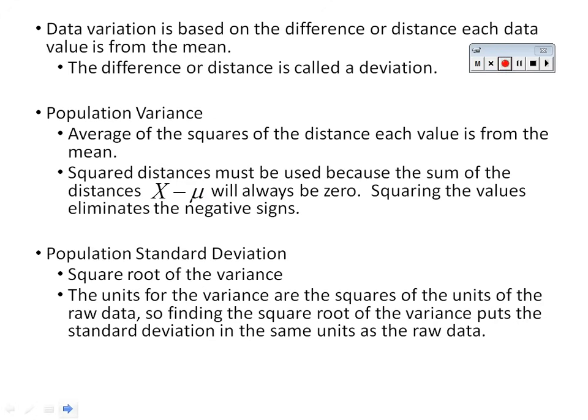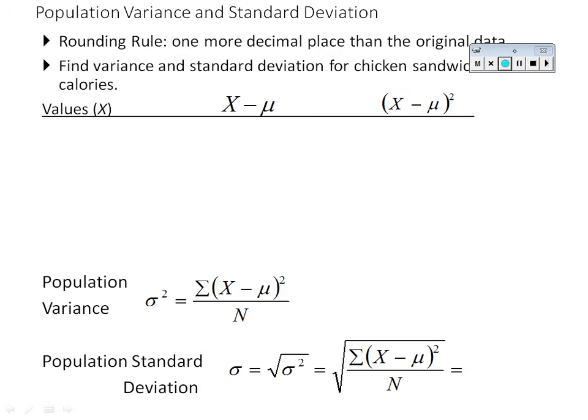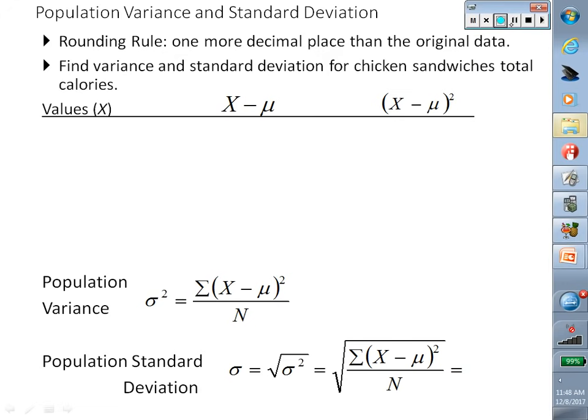We have to do the variance, we have to square those distances, so we get rid of that sum of 0. And then to get our units to match again, to get away from units squared, we take the square root to find the standard deviation. So that's how those two things are connected. They're very, very closely related for us. So let's dig in and let's find our variance and standard deviation.